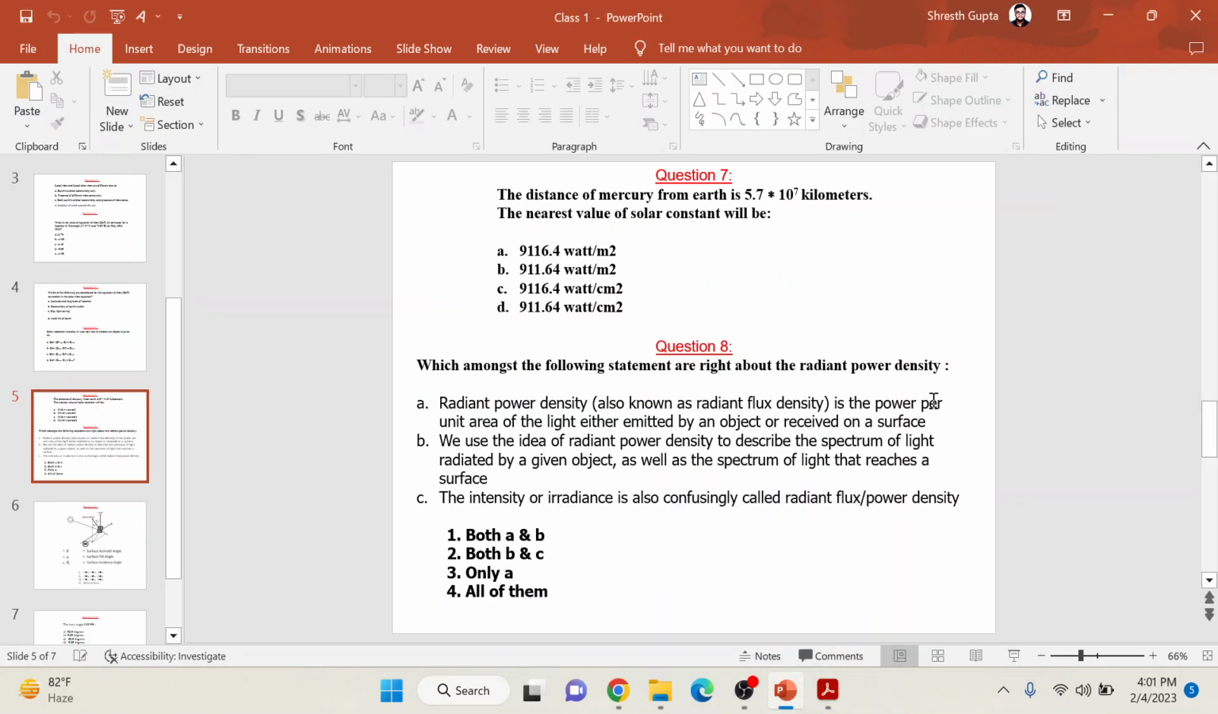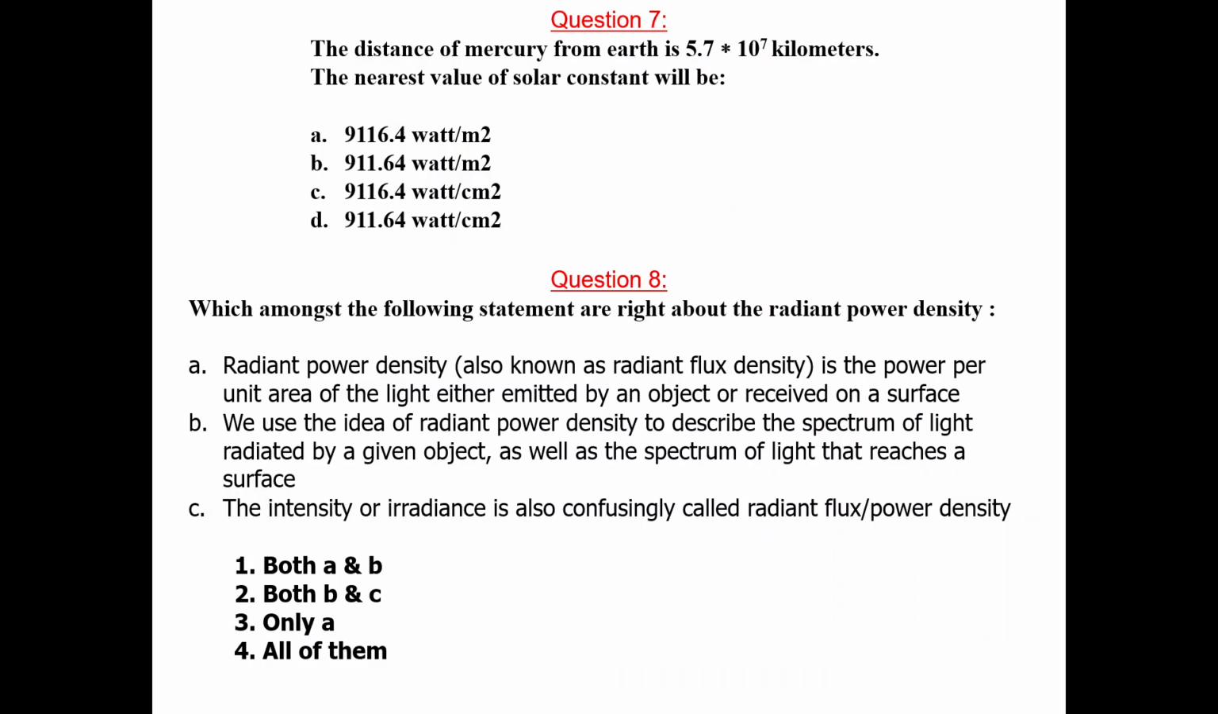Okay, question number 8 is: which amongst the following statements are right about the radiant power density? So the radiant power density, also known as radiant flux density, this is a theoretical question. It could be a possibility that you may know it, you may not know it. If you don't know it, then you go through the solution that I'll tell you, and you will come to know about it. Probably sir has not told everything about it, but in order to omit the confusion with other terms or other streams, because those who work in solar or physics use this term confusingly for some other purposes, your confusion should not be there. That's why I put this question.